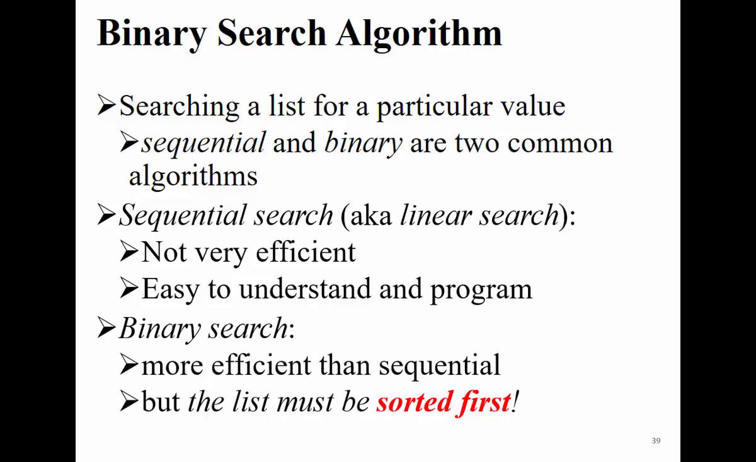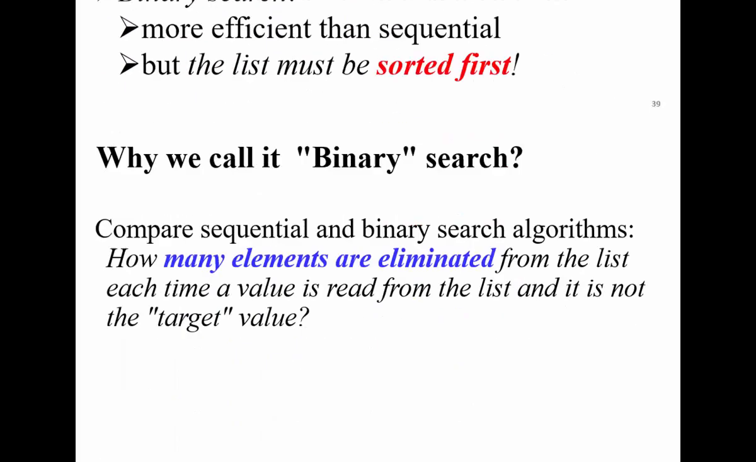But the binary search is more efficient than the sequential search, and it's faster because every time you check, you eliminate half of the array. But there is one prerequisite for the binary search. The array or the list should be sorted in advance. That's the only precondition to be able to use the binary search.